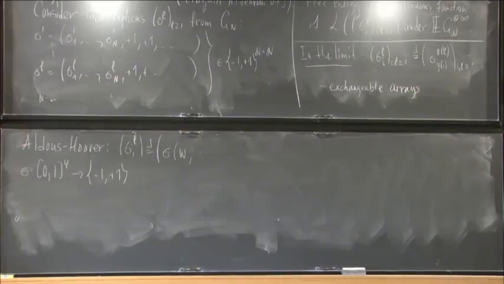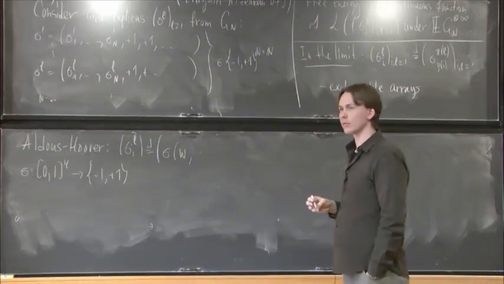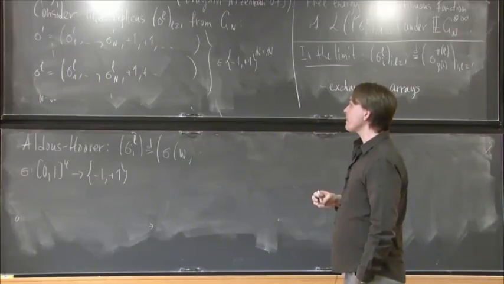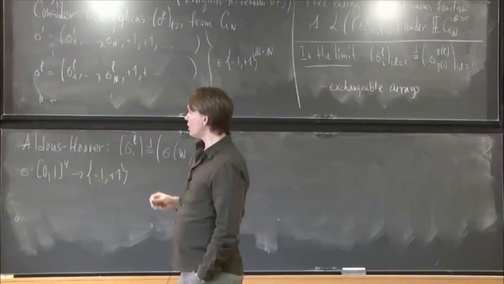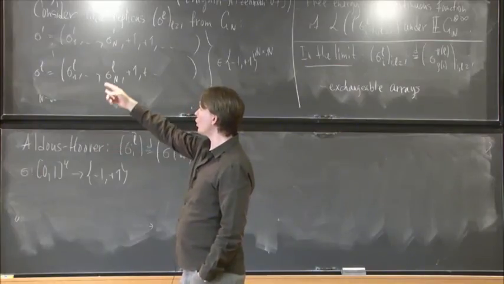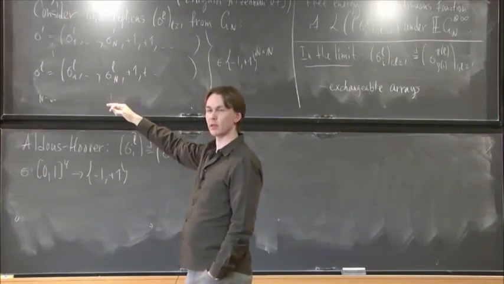Right. Can you say more in situations where the free energy is differentiable with respect to the parameters? So in the SK model and the mixed p-spin model, the free energy is differentiable in all beta p parameters.